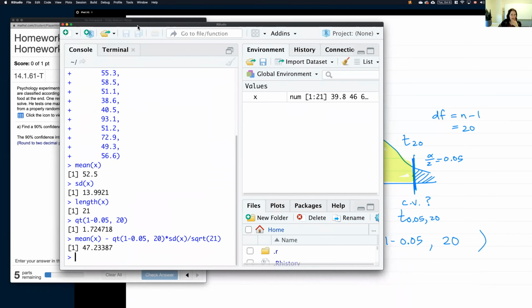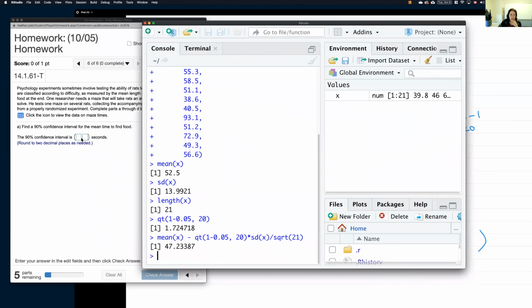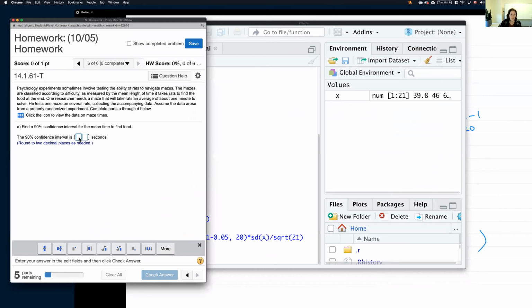It asked me in this question to round to 2 decimal places. So I would only take the 47.23 and just note the rounding rules here. This 3 here is less than 5. So I really am just going to put in 47.23.